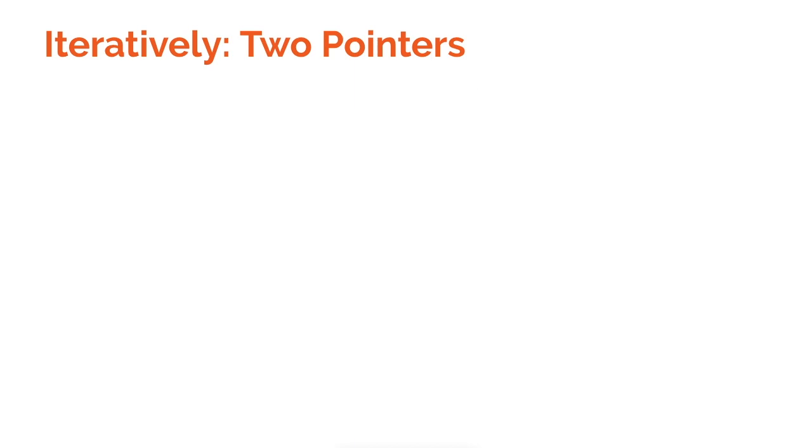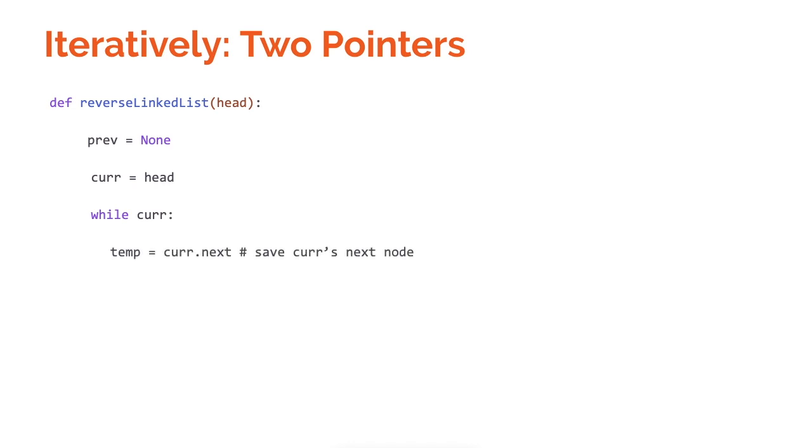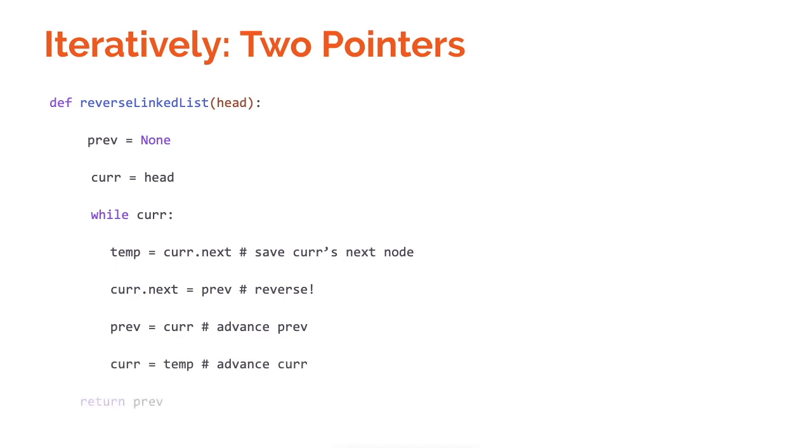So now let's take a look at what the code looks like. So we initialize previous and current. Previous is pointing to none, and current is pointing to head. While our current node exists, we are going to first save current's next node, and then we do the reversal. Current.next is equal to previous. Now we can advance previous by setting previous to current, and then we can advance current by setting current equal to temp. And finally, we will return previous.